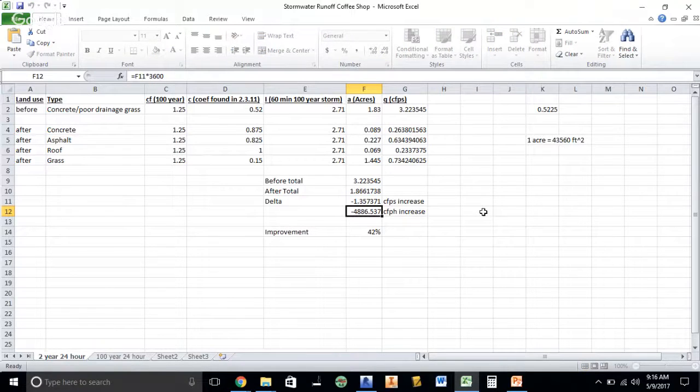If I have that, now I just have cubic feet. Let's say I needed to somehow gather and hold on to 4,886 cubic feet of water. That's a 48 by 100 foot pond that holds that water that would fall in the most enormous of storms, back-to-back storms that I would ever get, and that's how I would size my retention pond.